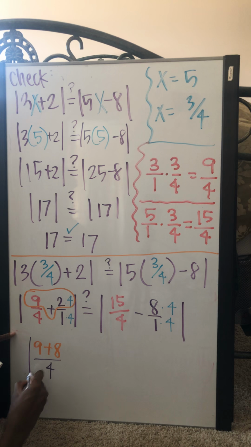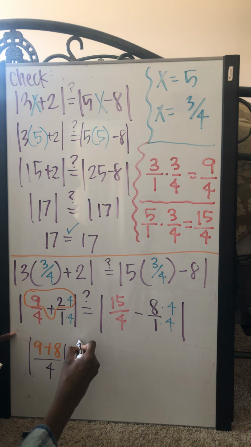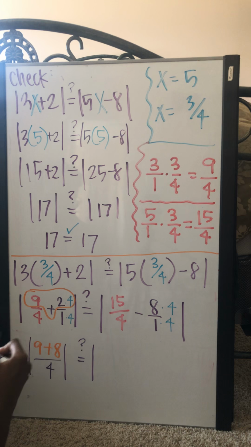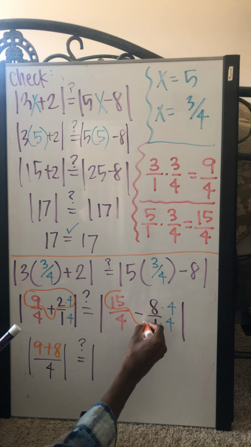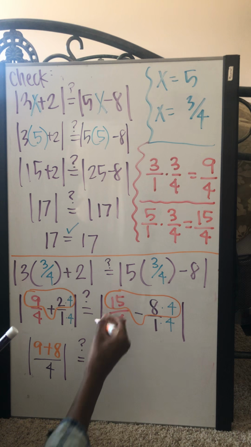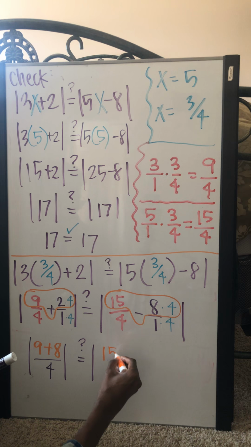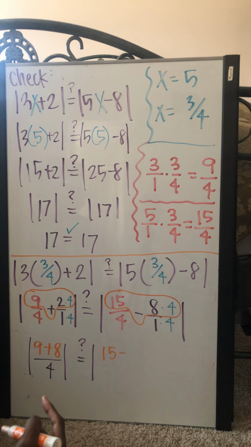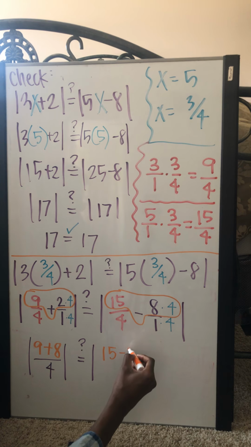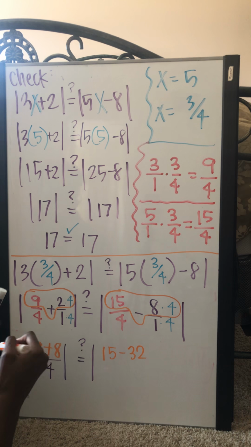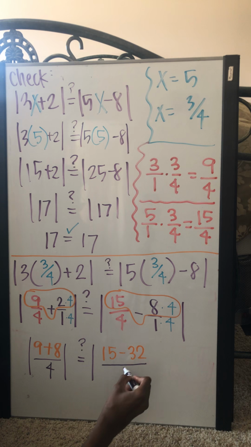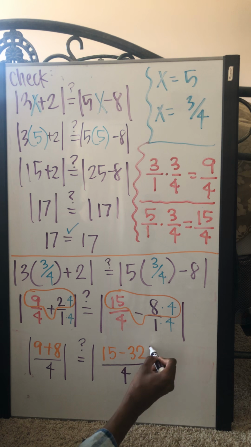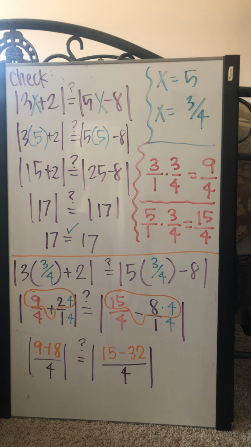We still have the absolute value. We want to know if this is equal. And then over here, we have our 4 on the bottom, so we take our top stuff. Okay, so we have 15 on the top minus 8 times 4, so we have 8 times 2 is 16, and then we have 32. And then that's going to be divided by 4. Alrighty, so we keep going.